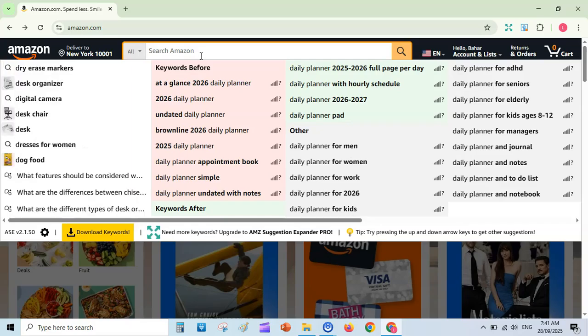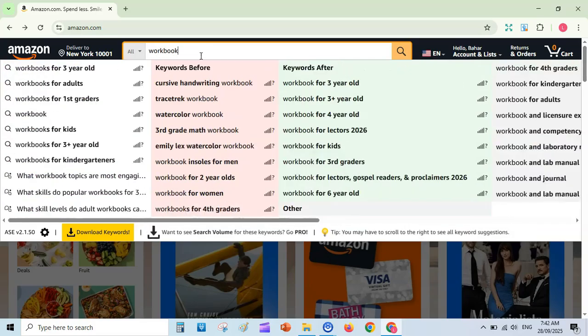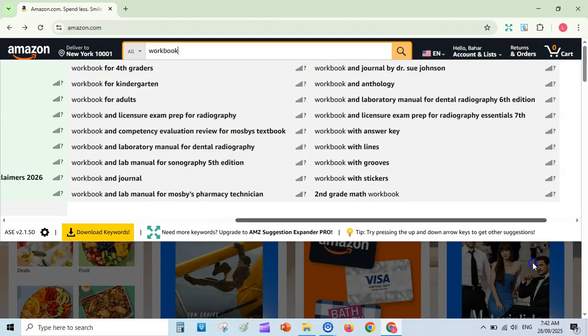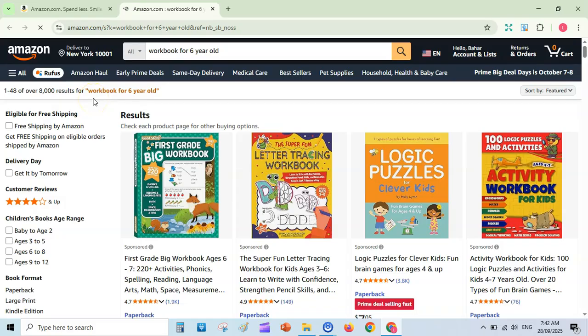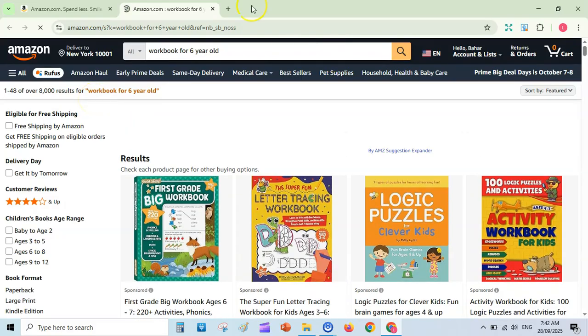Instead, you can type something like workbook and just see what comes out. Workbook for 3+ year old, workbook for lectures 2026, workbook for 3rd graders. A lot of keywords here. Workbook for adults, workbook and journal. Cursive handwriting workbook, very popular niche idea. Workbook for 6-year-old, over 8,000 search results. That could be a tough one here.